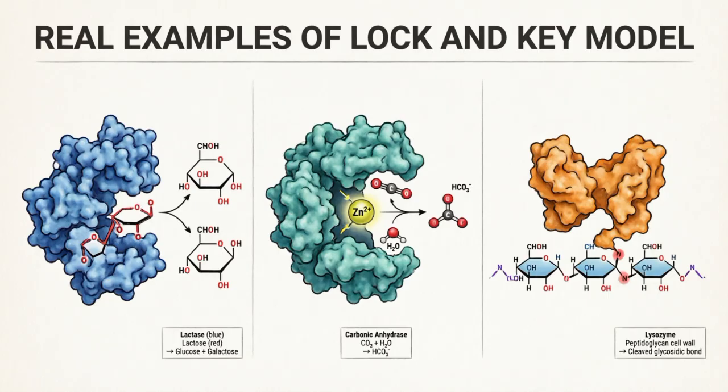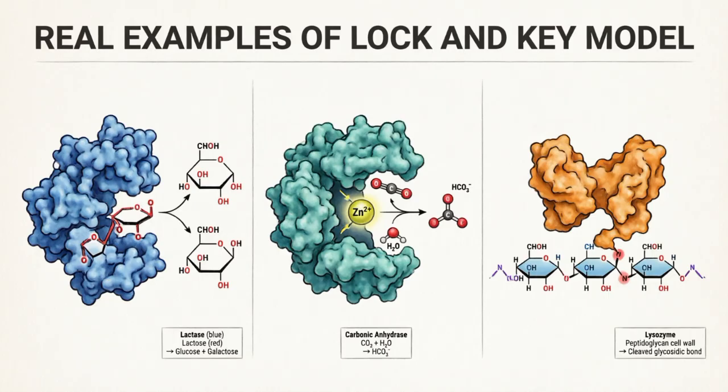Example 2. Carbonic anhydrase. In the center, we have carbonic anhydrase, shown in teal or turquoise green. This is one of the fastest enzymes known. See this yellow circle labeled Zn2+? That's a zinc ion, a crucial cofactor in the active site. On the left, we have CO2, carbon dioxide, shown as a gray carbon with 2 red oxygens, and H2O, water, shown in red and white. These enter the teal enzyme's active site where the zinc ion helps catalyze the reaction. On the right, we get HCO3 minus, bicarbonate ion, shown as a gray carbon bonded to 3 red oxygens. This enzyme is critical for transporting CO2 in your blood and maintaining pH balance.